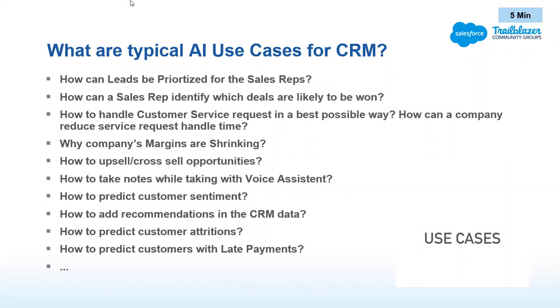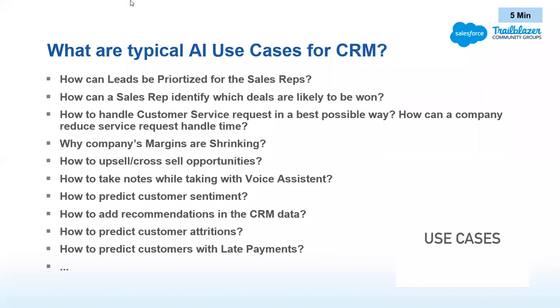Einstein can also be used for finding out why my company's margin is shrinking. That's a good use case for Einstein Discovery. How to upsell and cross-sell opportunities. How to take notes while talking with the voice assistant. How to predict customer sentiments. So all of these are primary use cases of Einstein.